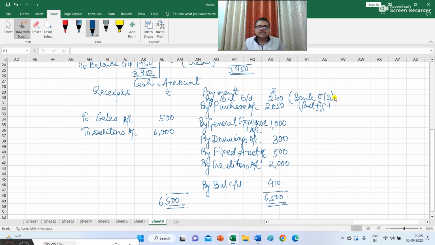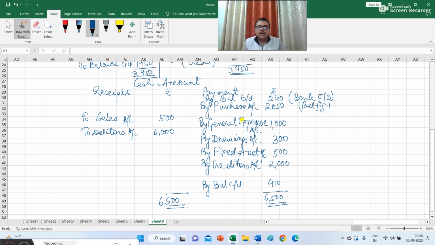So the transactions that have been recorded in the cash account are the opening balance of cash and bank, that is basically the bank OD 240, then cash purchase 2,050, then I have made the general expense of 1,000, then drawings, cash drawing of rupees 300, purchase of fixed asset 500, and the payment made to creditor for rupees 2,000.